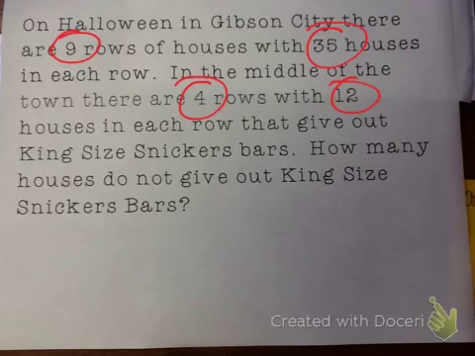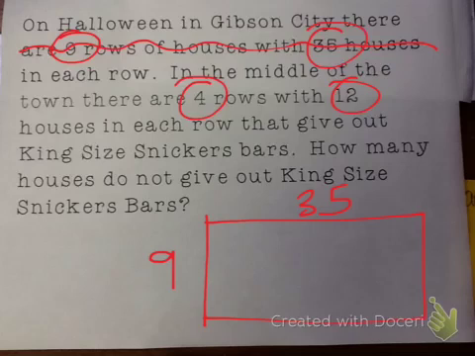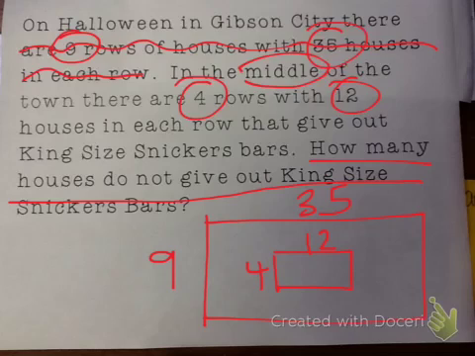Now then they would draw the whole town, a 9 by 35. Now, I usually will have them scribble that out so they know that they've drawn that to represent it. Now, in the middle of the town, there are 4 rows with 12 houses in each row. Well, hopefully they notice that this says middle, and that in the middle, inside of the town, not separate, there's 4 rows of houses with 12 in each. I'm going to underline the question, how many houses do not give out Snickers bars?